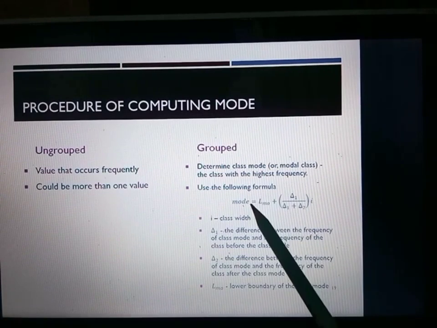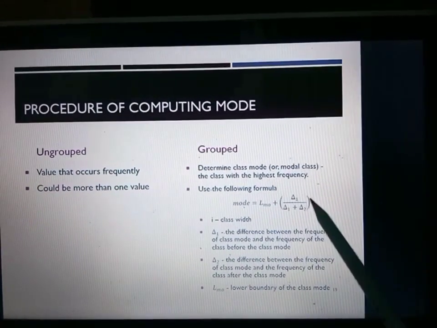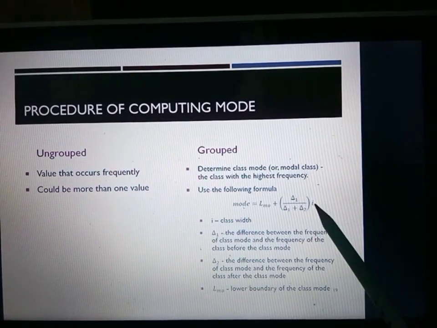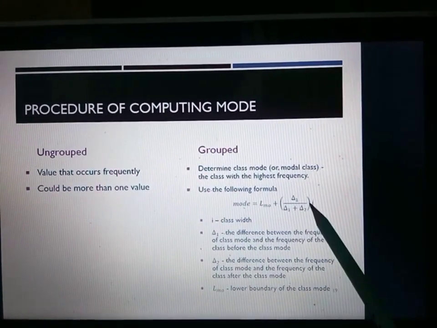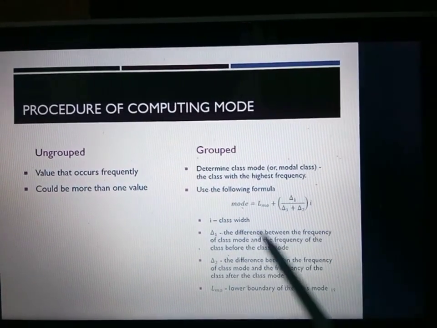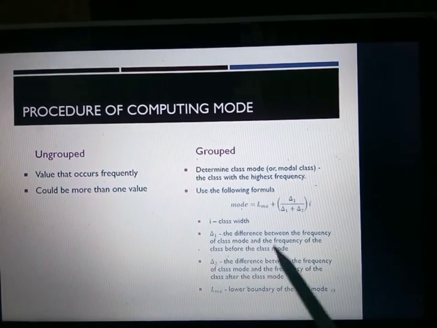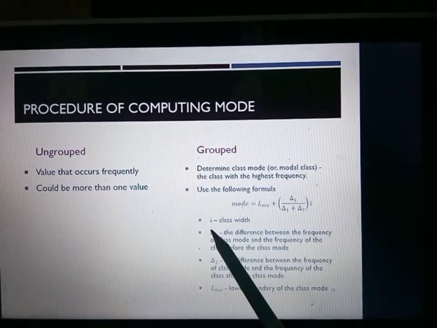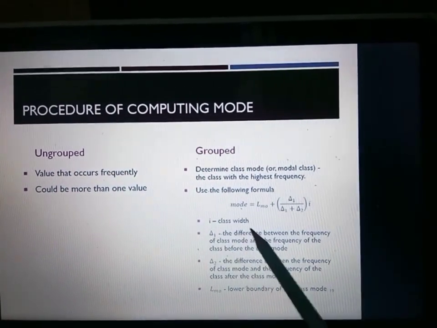For grouped data, we need to determine the class mode, the class with the highest frequency, using the formula: mode equals LMo plus delta 1 over delta 1 plus delta 2, times i, where i is the class width. Delta 1 is the difference between the frequency of the class mode and the frequency of the class before the class mode.